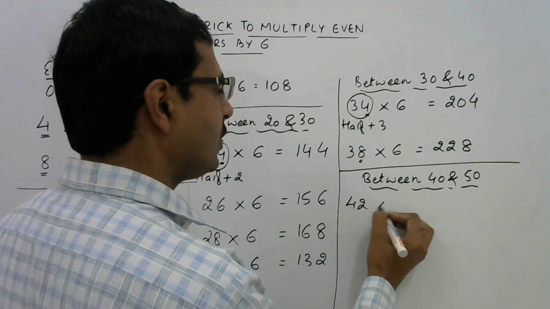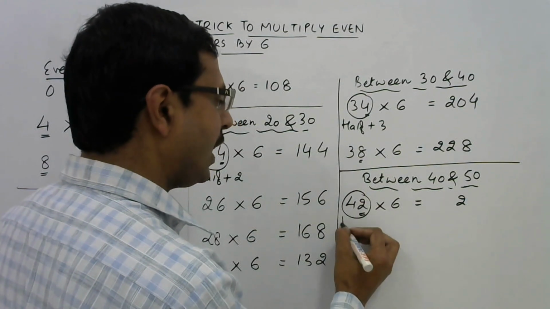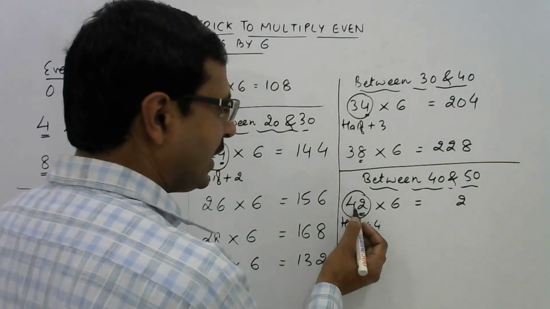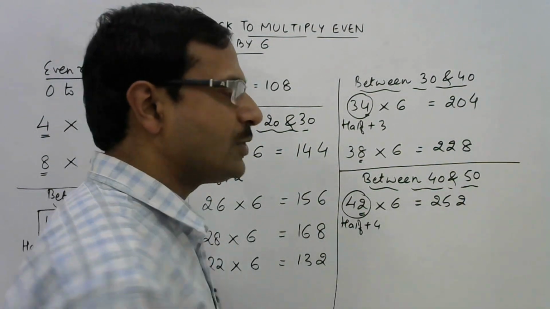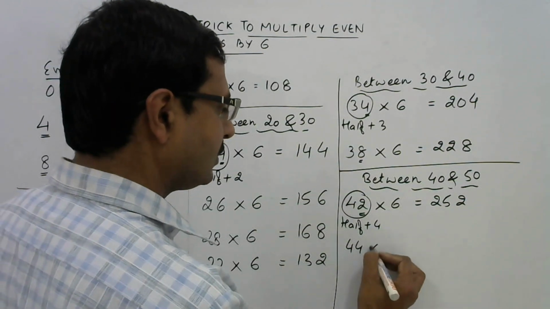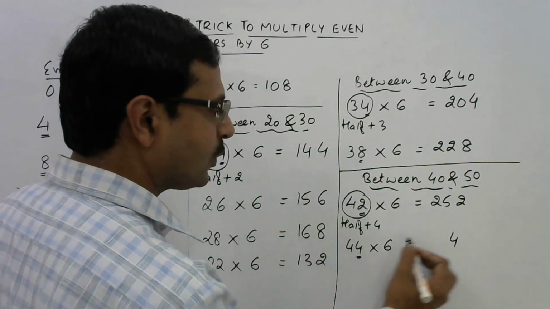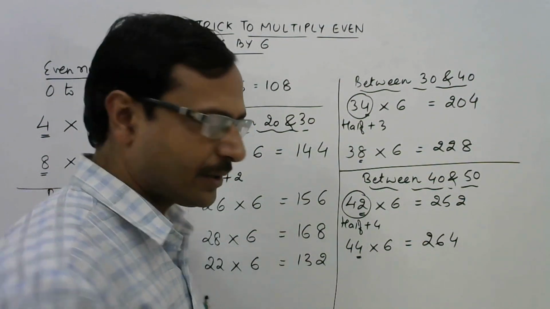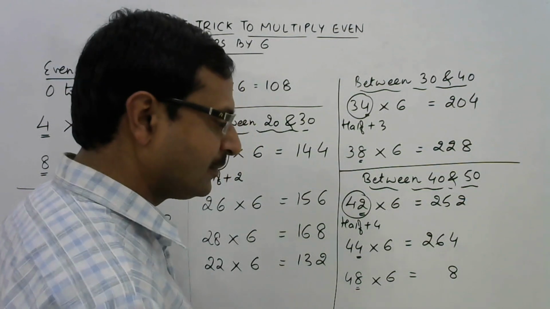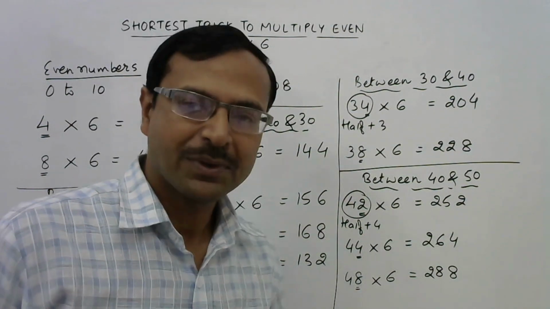Say let's take 42 into 6 ending with 2. So this will end with 2. And now what we do? Half and add 4, because the number is starting with 4. So 21 plus 4, 25. 252 is the product of 42 and 6. Let's take 44 and 6 ending with 4. So we have 4 here. Half is 22 plus 4, 26. 264 is the product. 48 into 6 ending with 8. So we have an 8 here. Half of this is 24 plus 4, 28. So 288 is the product.